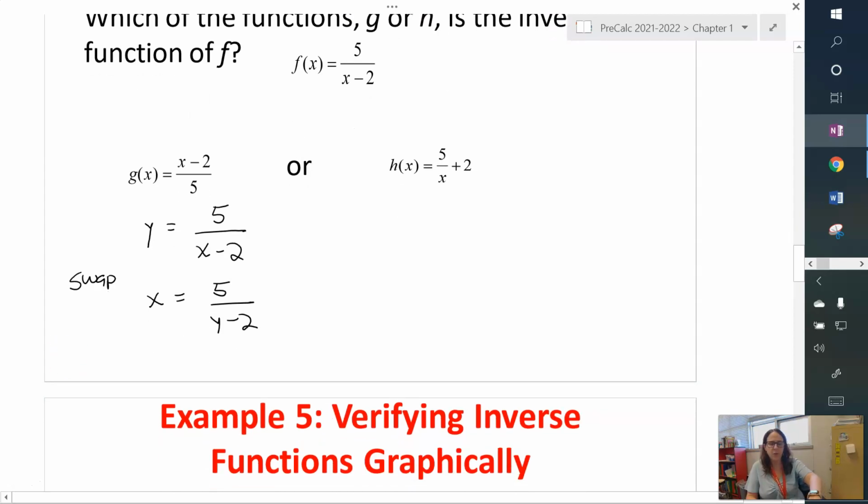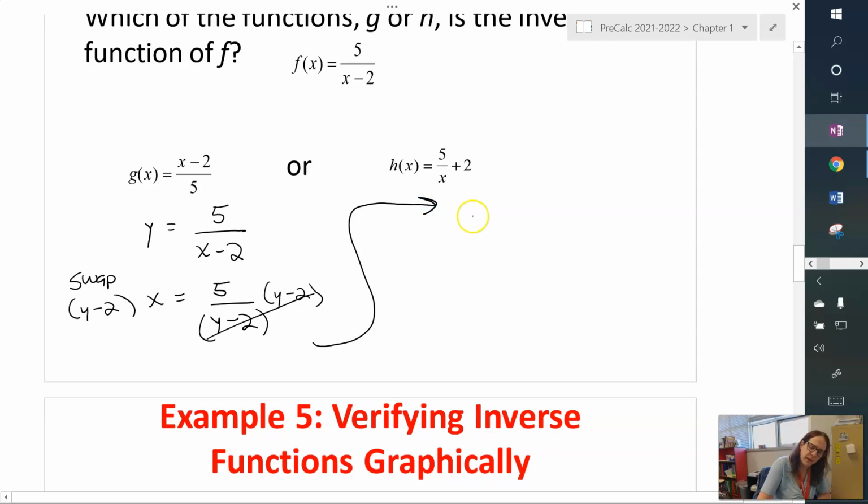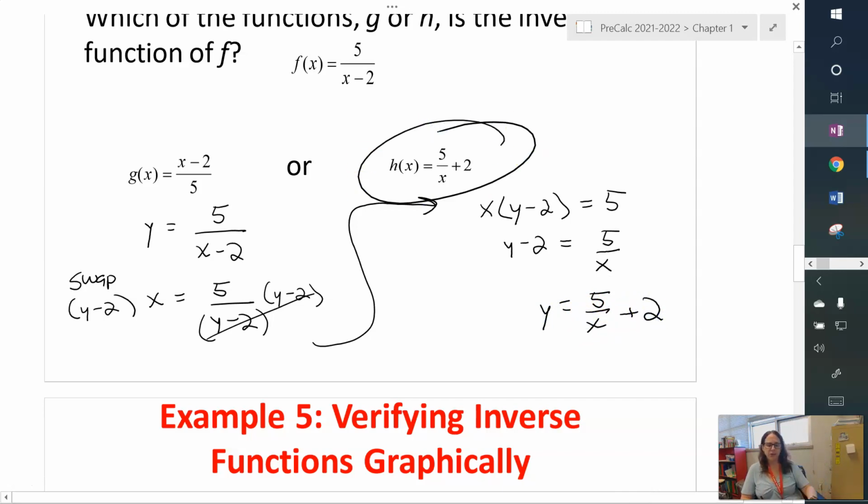And what I have to do, because y is in the denominator, is I'm going to multiply both sides by y minus 2. Those are going to cancel. I'm running out of room, so I'm coming over here. So I get x times (y minus 2) equals 5. Divide both sides by x, because I'm trying to solve for y. y minus 2 equals 5 over x. And then I need to add 2 to both sides. y equals 5 over x plus 2. And our answer is h.